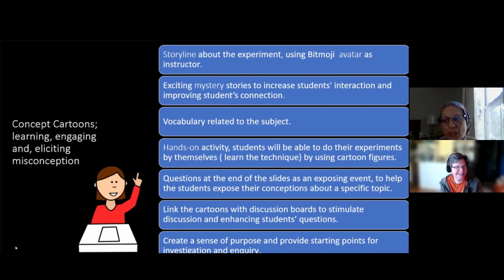We also add some questions at the end of the slide as an exposing event that helps students expose their conceptions about a specific topic. Moreover, concept cartoons can link with a discussion board to stimulate discussion and enhance student questions. As well, it creates a sense of purpose and provides a starting point for investigation and inquiry.